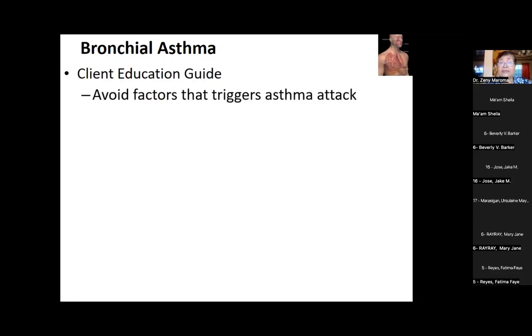Client education guide: avoid factors that trigger an asthma attack. Kaya nga, kailangan examine yourself. Ano ba talaga yung nakaka-atake sa'yo? Para ma-minimize, no? Avoid factors that trigger asthma attack.